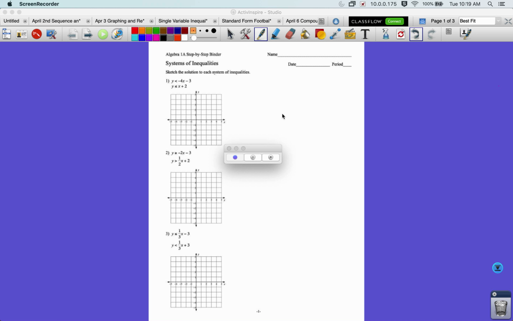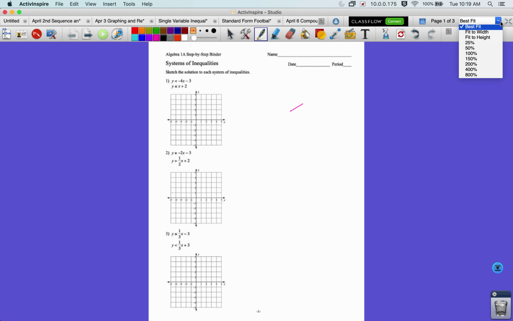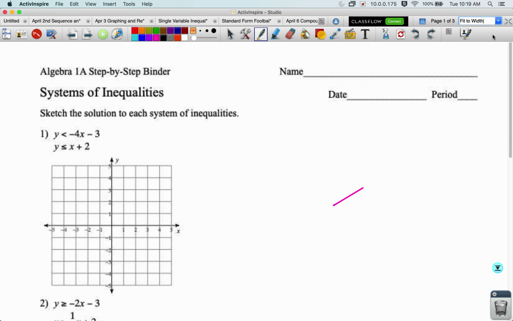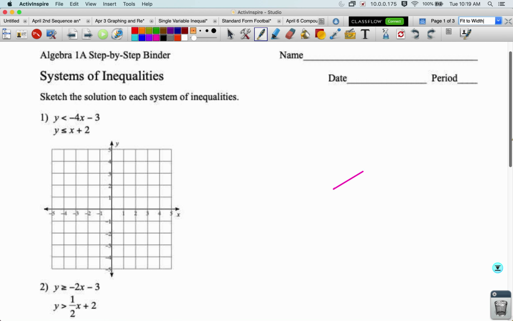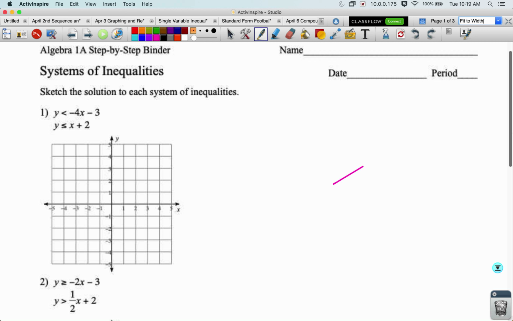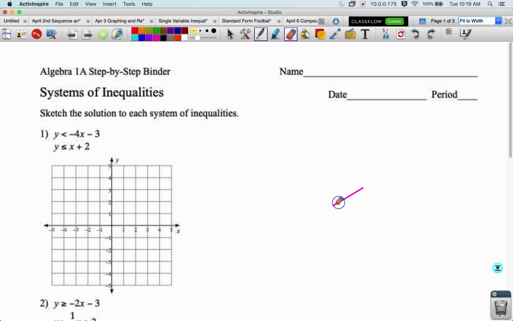Step-by-step binder lesson for systems of inequalities. You can either print this out or write this on a separate piece of paper, but I do advise graph paper since a system of inequalities is pretty much just a graphing problem. We don't even really get a numerical response. It's just how do we represent a whole bunch of solutions, because inequalities have lots of solutions on a coordinate plane, and we've got two of them happening at the same time.